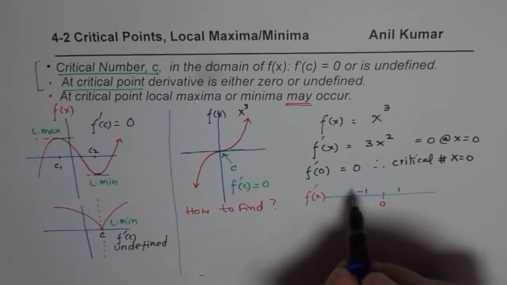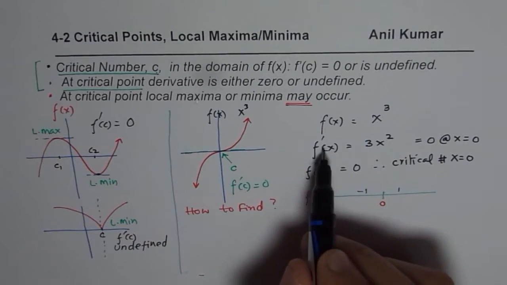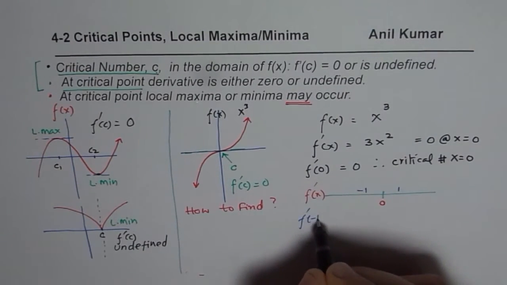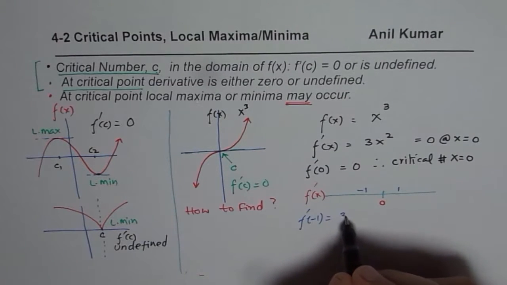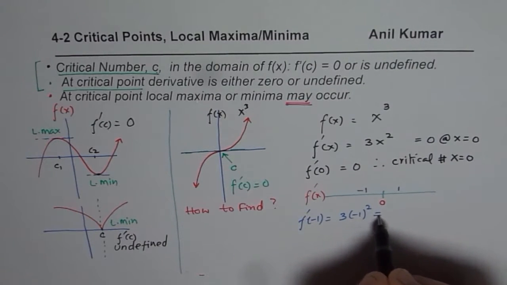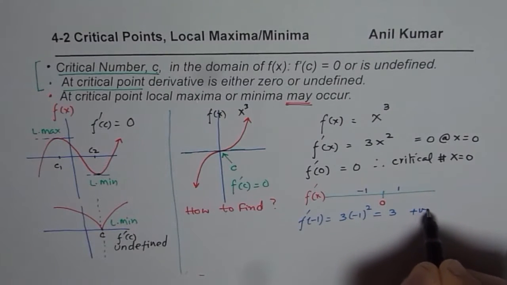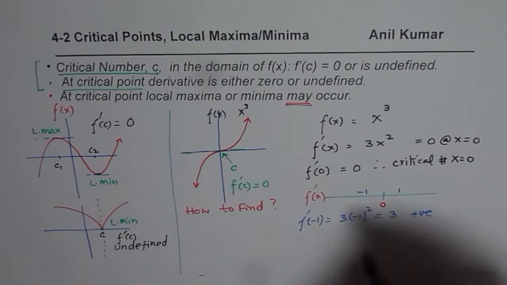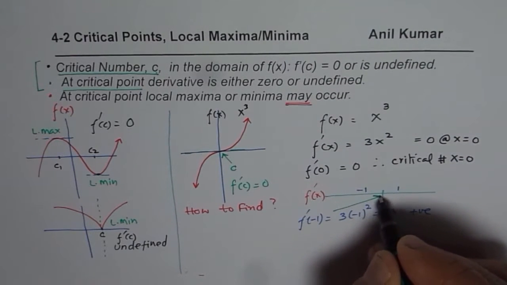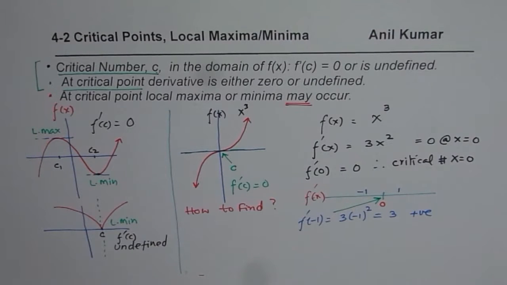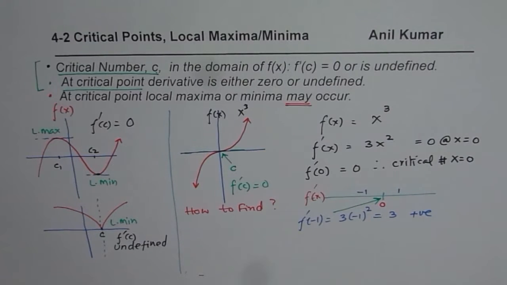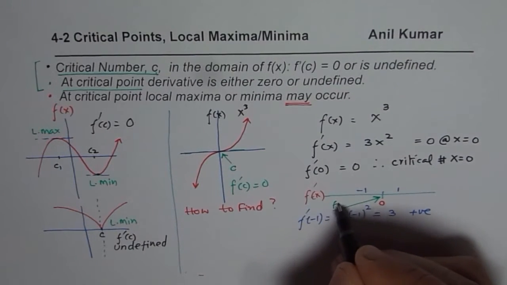So if I write -1 in the derivative of the function, f dash of -1 will be equal to 3 times -1 squared, which is 3, which is positive, right? Positive means the tangent will be rising, correct? So positive means it is increasing in this interval. The derivative is positive, which means the function is increasing.